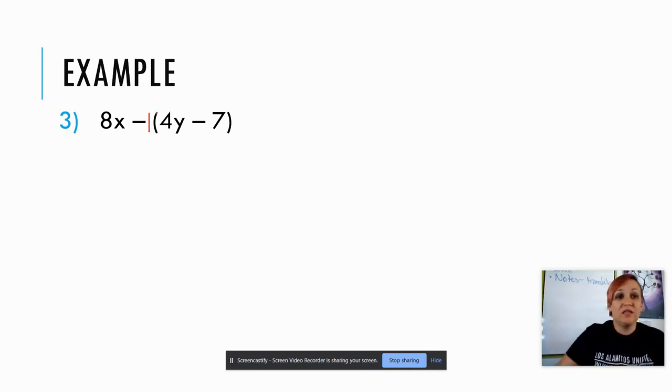And so in this problem, I'm going to take this -1 and distribute it to the 4y and to the -7. Now, again, just like in the last problem, if you want to, you can change this to plus -1 so that you're just distributing the -1, and you can write a plus sign here if you want.